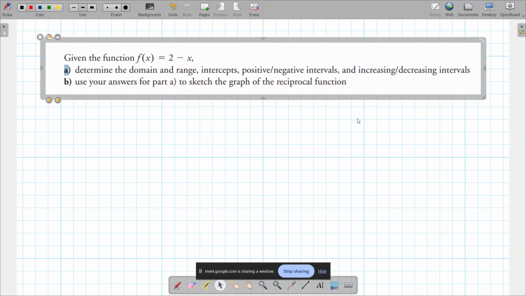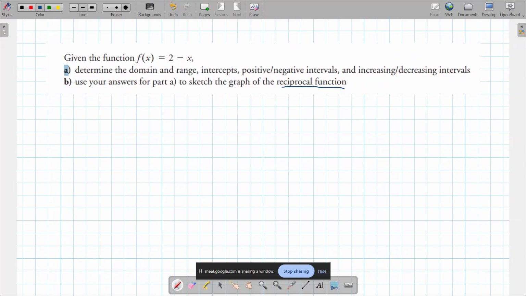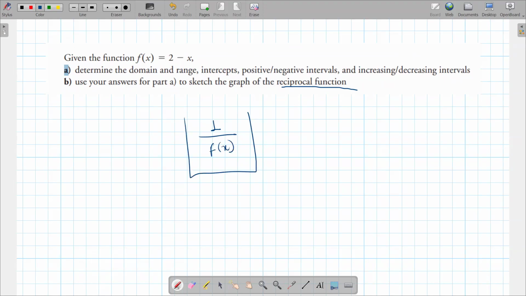And then it becomes something known as a reciprocal function. Now, the difference between a reciprocal function and a rational function is this. Reciprocal function usually is in this form. It's 1 over f of x. Whereas a rational function is more like in this form. It's going to have something on the top and it's going to have something in the denominator, okay?